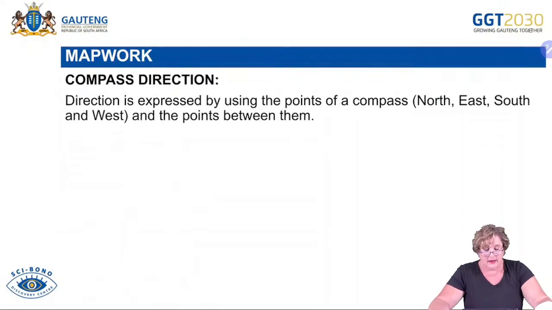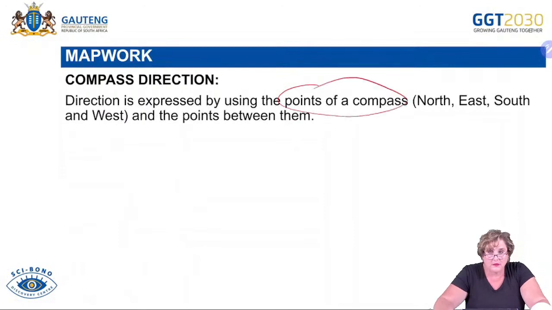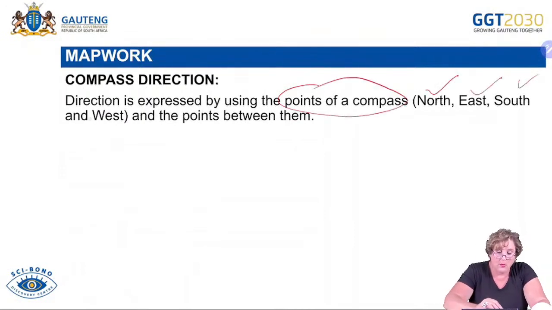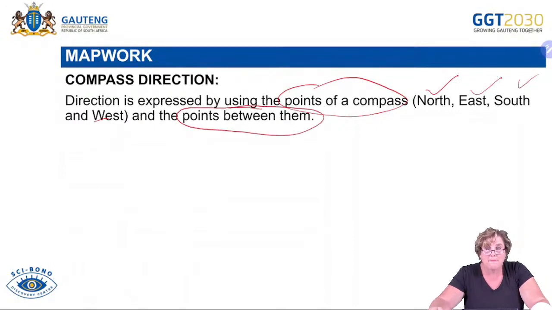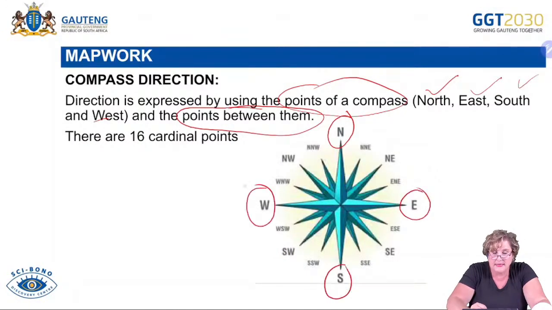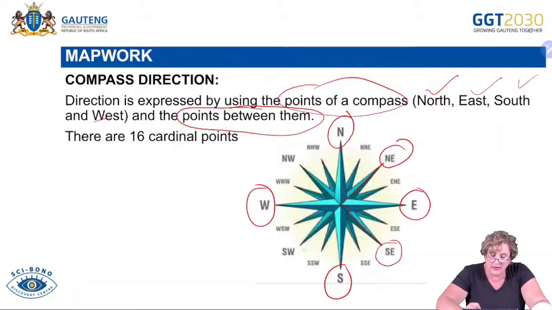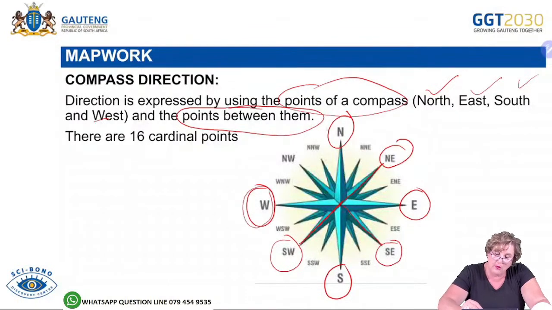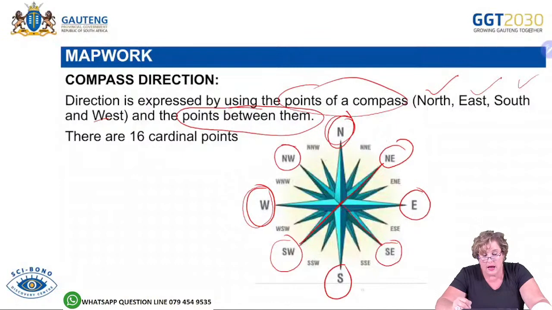Now we come to compass direction. What is direction? It's expressed by using the points of a compass: north, east, south and west, as well as the points between them. Now I'm going to show you this. There are 16 cardinal points. North, east, south and west are the major points. In between north and east I have northeast. In between south and east I have southeast. In between south and west I've got southwest, and in between west and north I have northwest. That brings me to 8. I originally had 4, now it's 8.